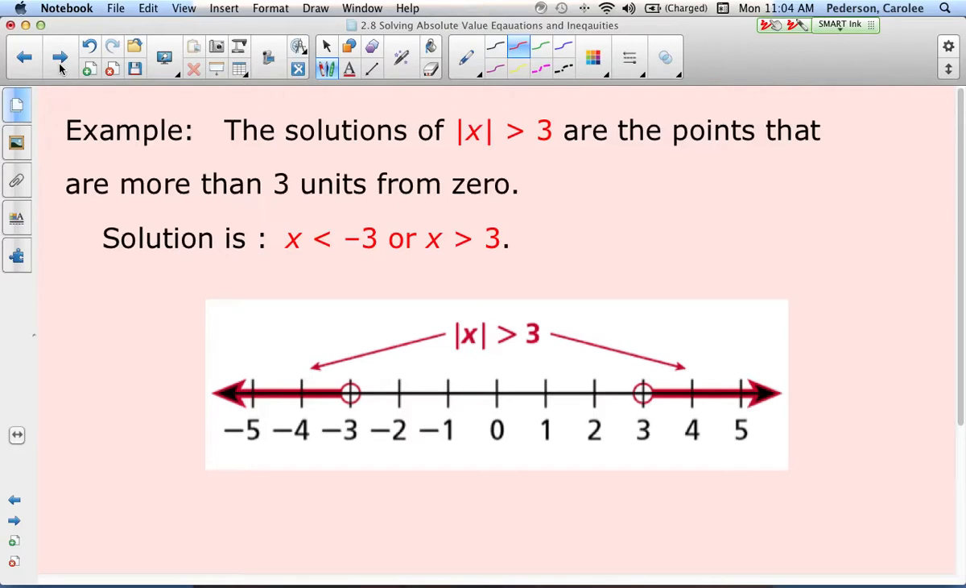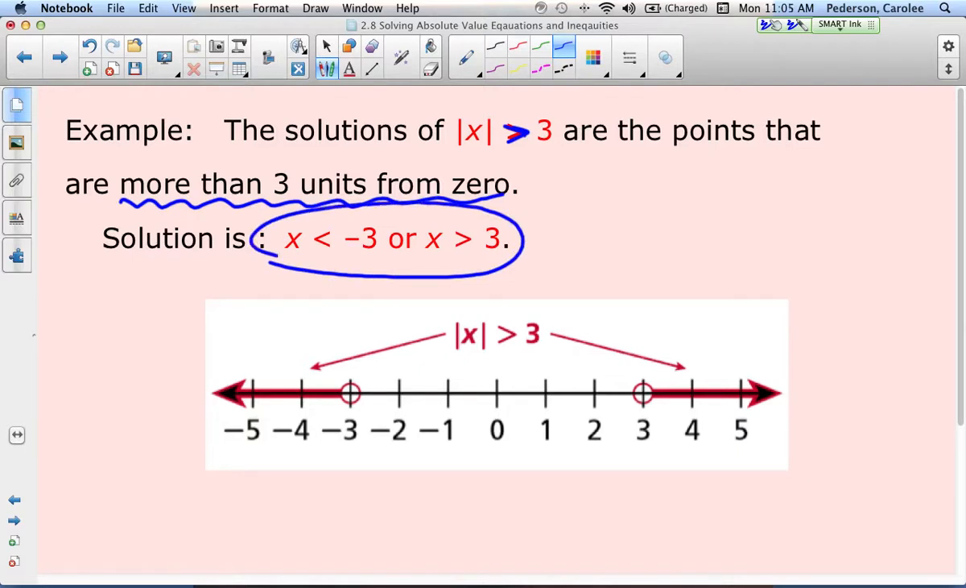The second example, now my absolute value inequality is now greater than. So it has to be more than 3 units away from 0. So how we write this, x is less than -3 or x is greater than 3. Notice that they go away from each other. This is a disjunction absolute value inequality, where we have -3 more than 3 units away. Again, at 3, more than 3 units away.